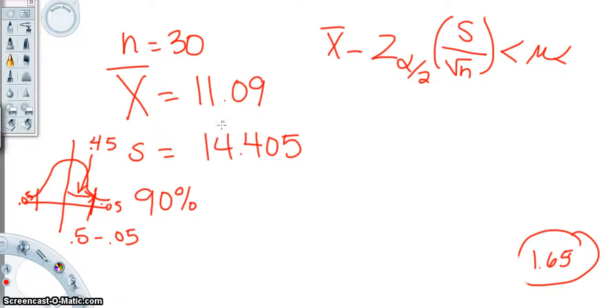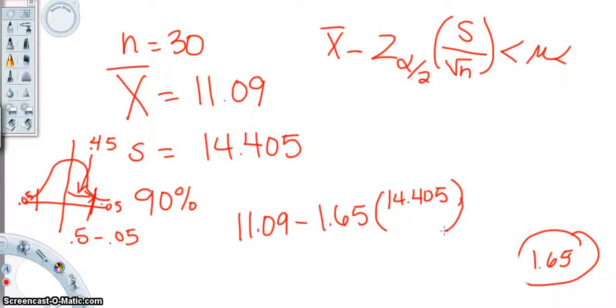So we're going to say X bar, which is 11.09, minus 1.65 times our standard deviation, 14.405 over the square root of 30. And we get 6.752. But that is less than mu. We have to figure out what is the upper range.